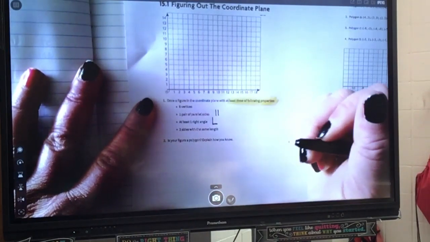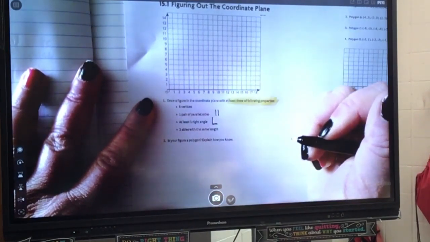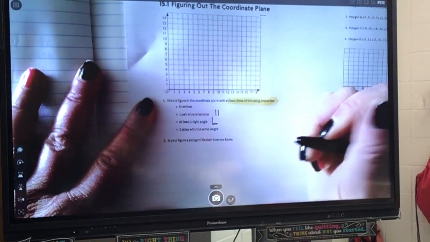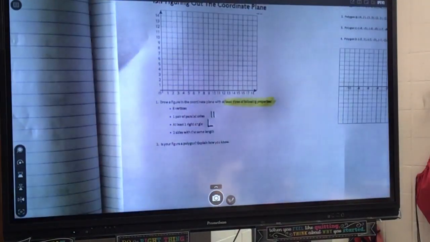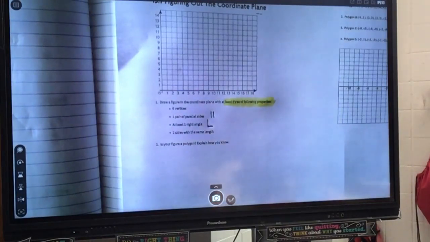Alright, and then it says, is your figure a polygon? Explain how you know. So I'm gonna start with 7 minutes, because I want you to take your time and I want you to really do a good job with this. If we need a little bit more time after that 7 minutes, I will give it to you. Okay, but not too much more time.